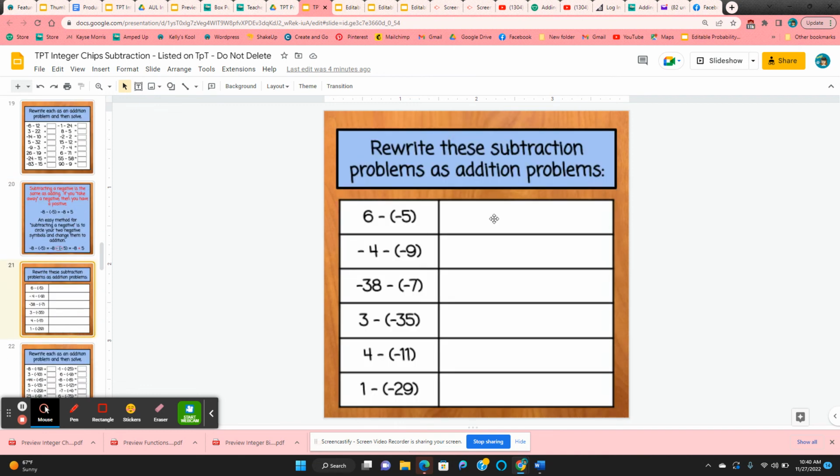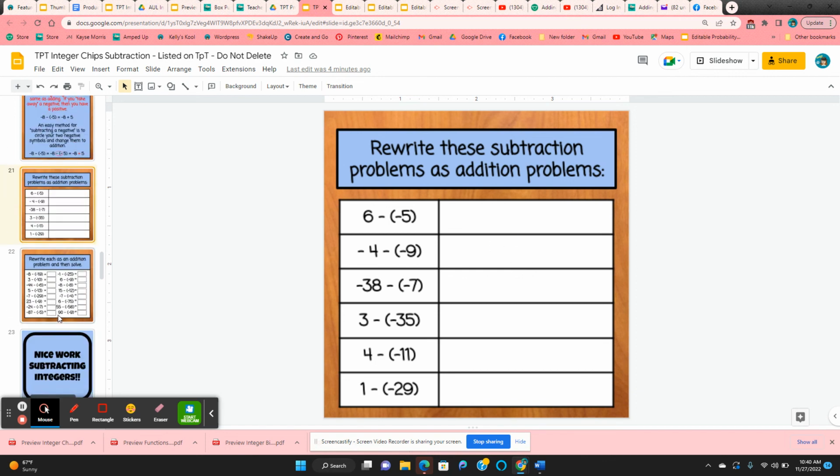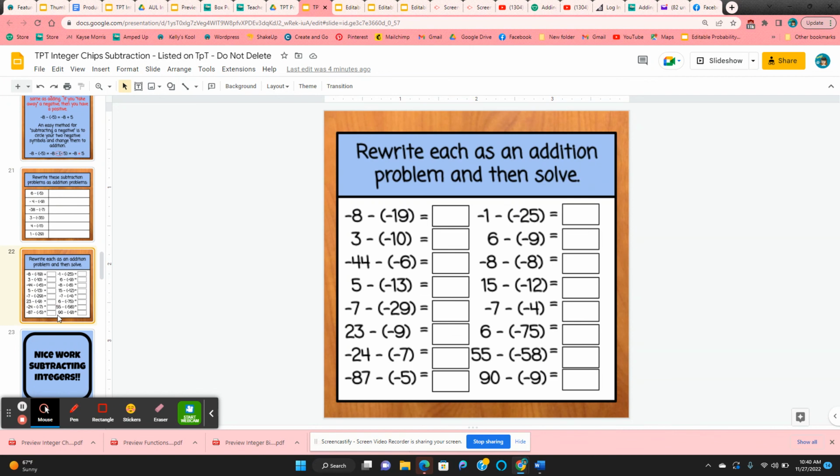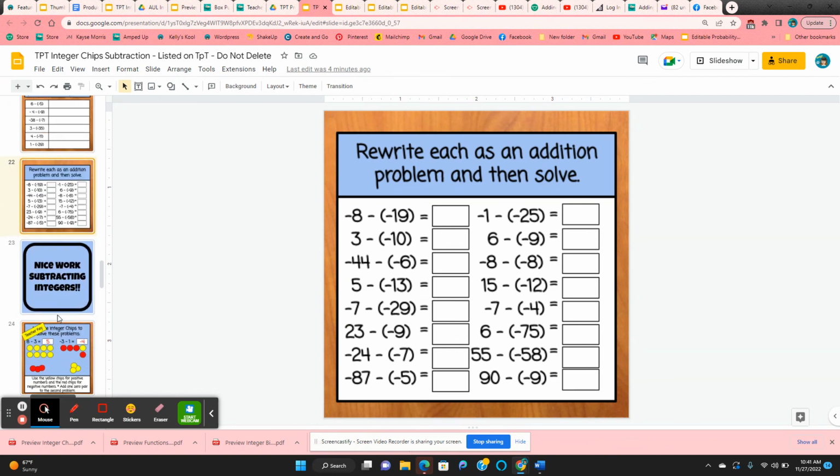Now they're given several problems. You just have to rewrite them first. So 6 plus 5, negative 4 plus 9, and so on. And then several problems to solve.